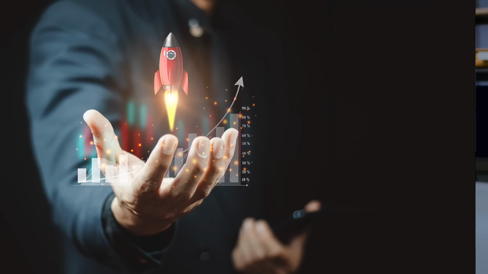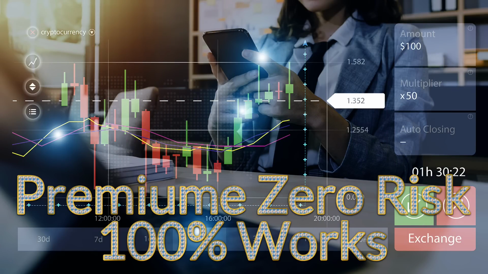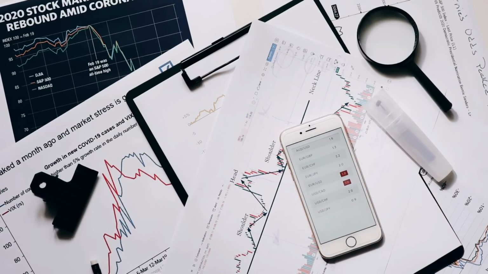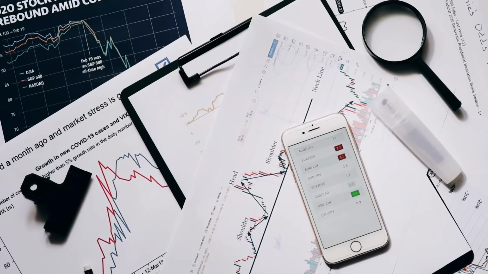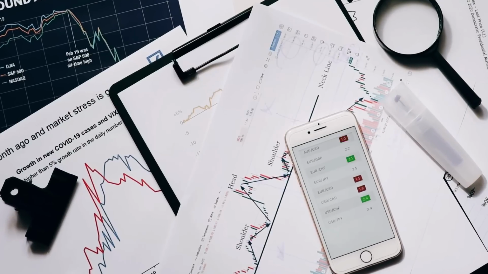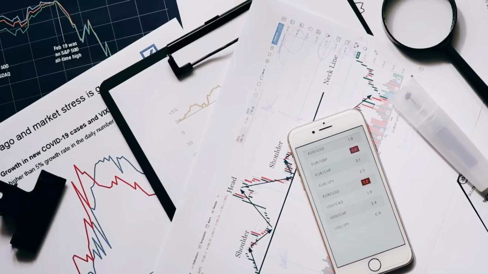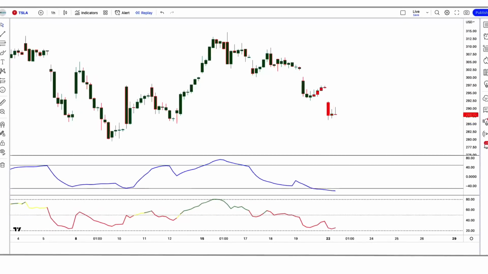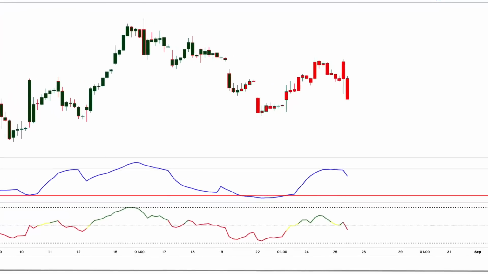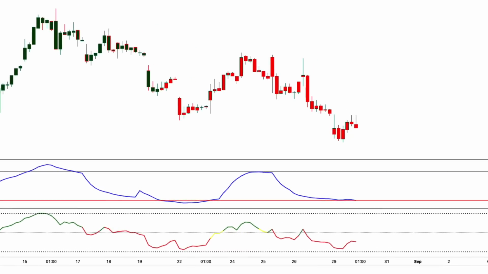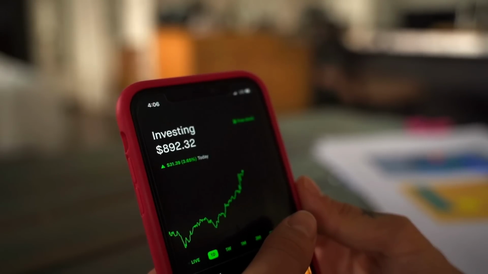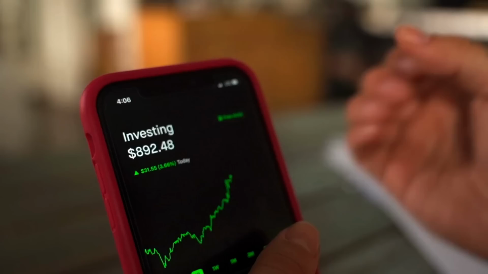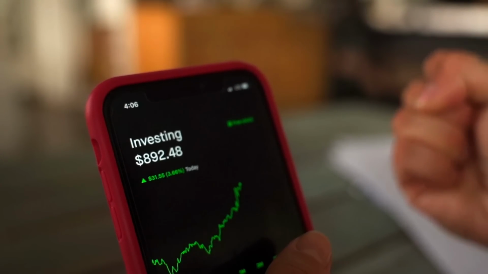Today I'm going to share the best TradingView indicator, better than premium, zero risk, 100% works. Best TradingView indicators with price action. In today's video we're going to be discussing price action with powerful indicators that can help you avoid false entries in trading. Whether you're a beginner or an experienced trader, these indicators are sure to help you improve your trading performance. So sit back, relax, and get ready to discover the secrets of successful trading with the help of these magic indicators with price action.